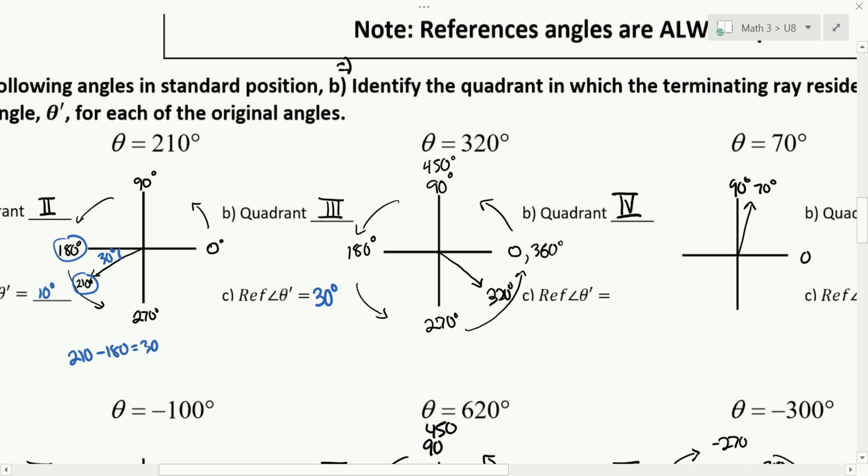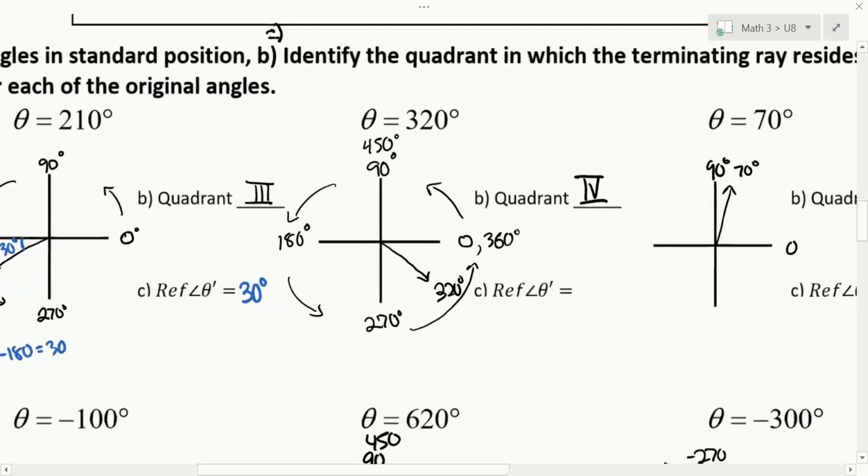320 degrees. Cassie, what did you get for the reference angle for 320? And how'd you get that?